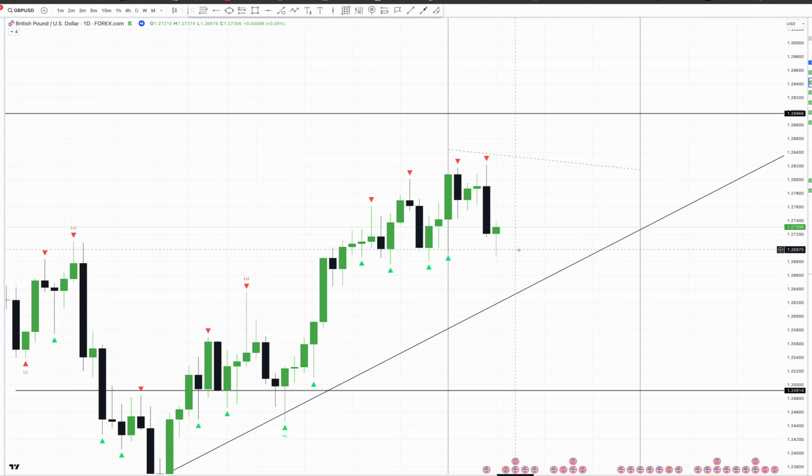So for example, can you see how this is taking a low and it's formed a rejection block? So I'd be a buyer with my stop loss here and a few pips. So let's say here, you'll end up looking like this.